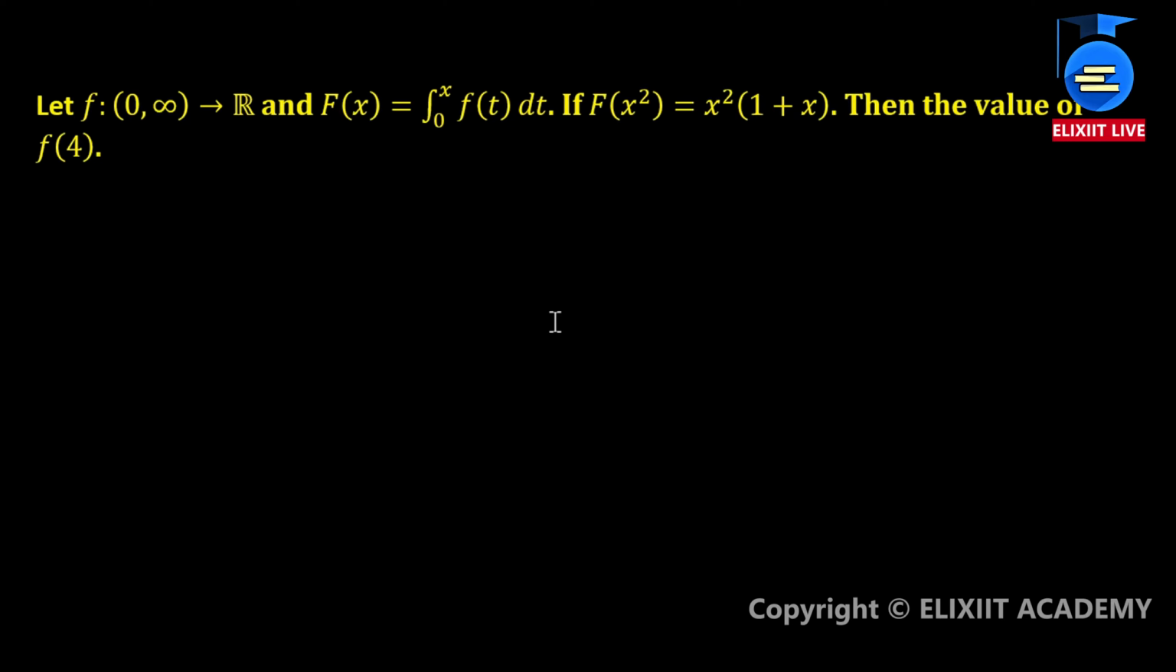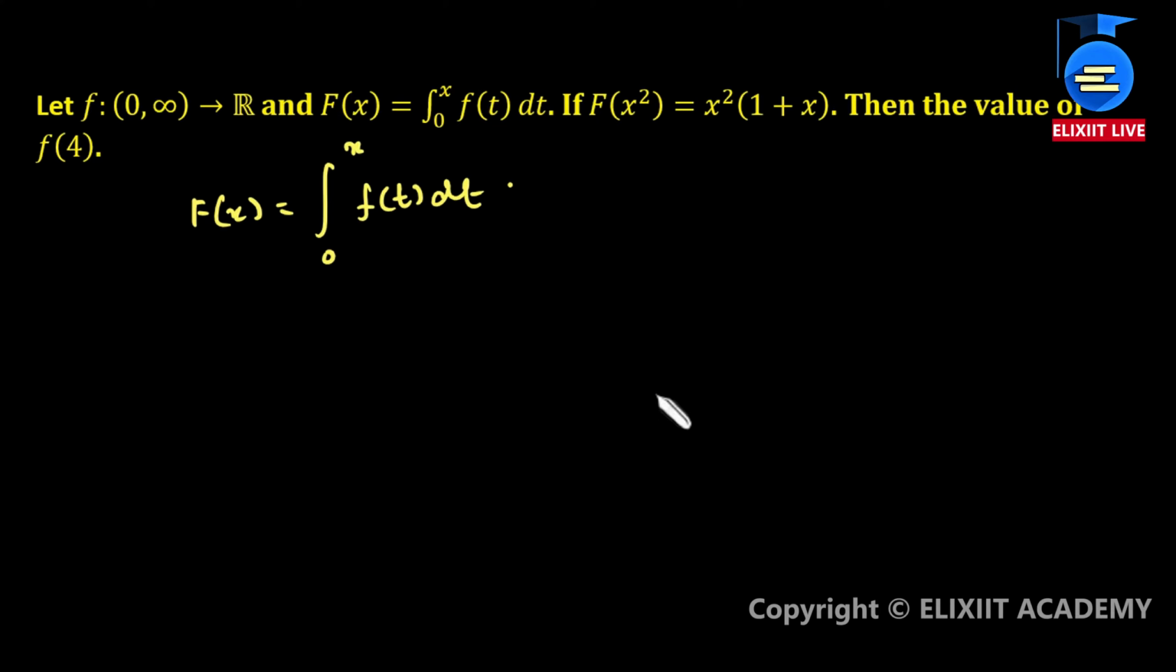We have a function f defined from 0 to infinity to R. And we have one more function, capital F of x, which is integration 0 to x f of t dt. F of x square is equal to x square into 1 plus x. We have to find the value of small f of 4 actually. How do we do this? First of all, we have this function capital F of x given. Okay, integration 0 to x f of t dt.